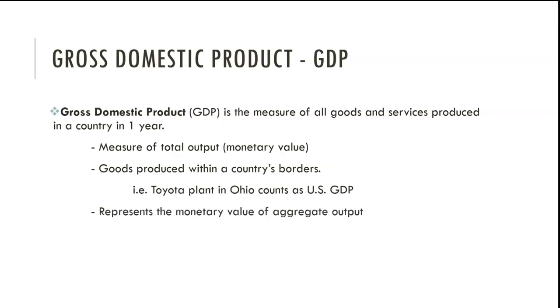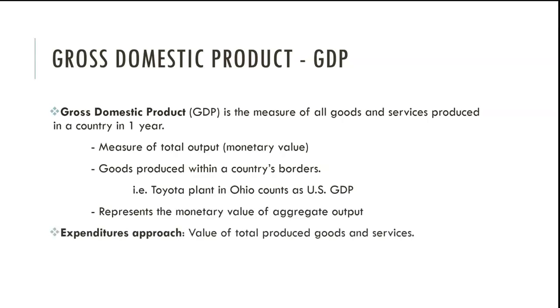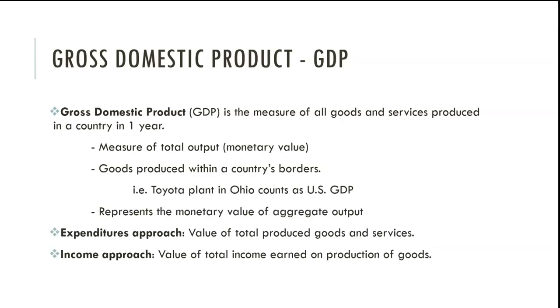It's going to represent the monetary value of aggregate output. So we're going to convert it to a dollar value. This could be real value or nominal. We could be using current year prices, or we could be adjusting for inflation and using real prices. We can use the expenditures approach, which looks at the value of total produced goods and services, or the income approach, which is the value of the total income earned on the production of goods and services.